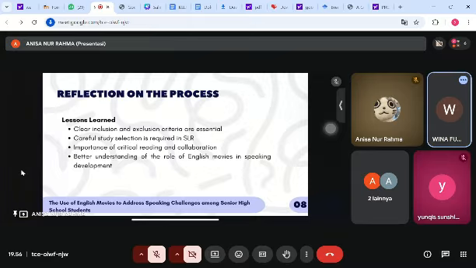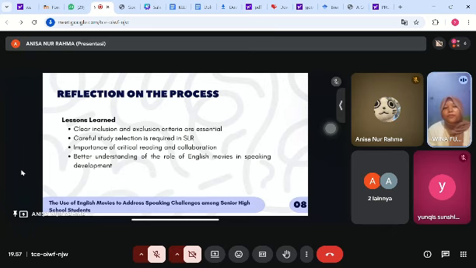Next, about lessons learned. Through this research, we learned that having clear inclusion and exclusion criteria is essential to select relevant studies and maintain research quality. The process also showed that careful study selection is necessary in conducting a systematic literature review. In addition, critical reading and good collaboration among group members played an important role in analyzing and synthesizing findings from different studies.